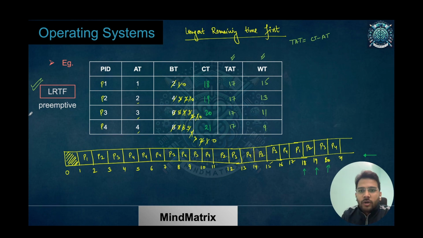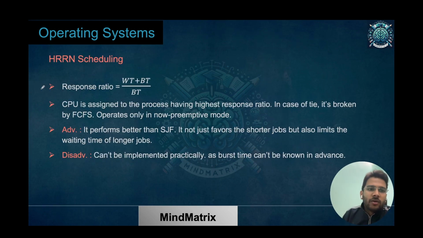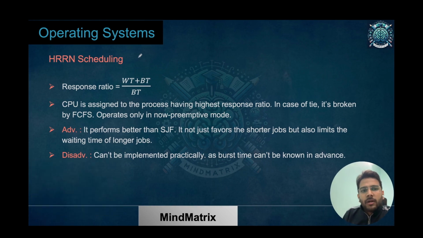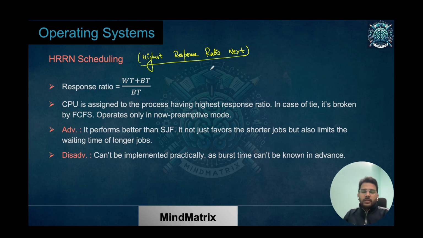Okay, so let's proceed further to our next algorithm, that is HRRN, which is nothing but highest response ratio next. This is a CPU scheduling algorithm. As the name suggests, highest response ratio next means we are going to schedule first that process which is having the highest response ratio.